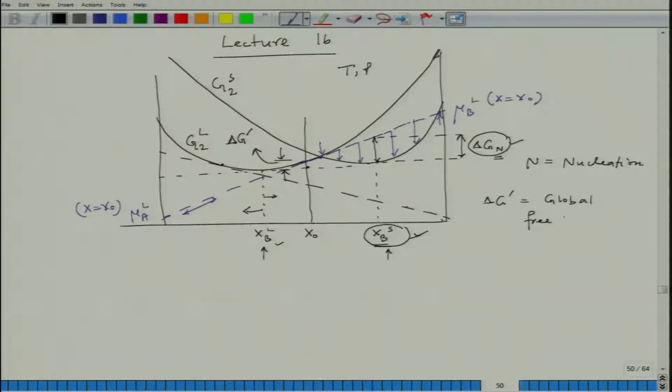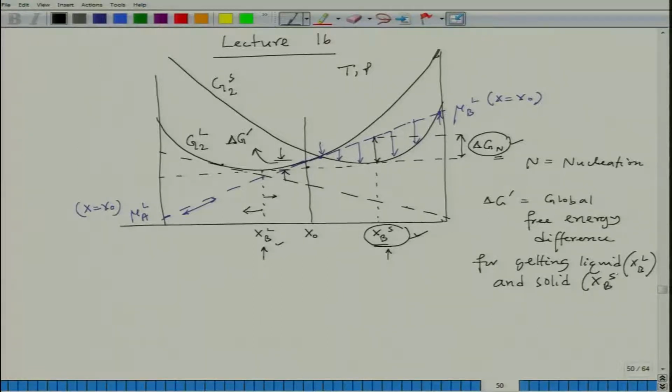So delta G prime is the global free energy difference for getting liquid of composition XBL and solid of composition XBS. And here also you see that actually we are reducing the free energy, because from the liquid line to this point I am reducing the free energy. So that transformation is also thermodynamically feasible.